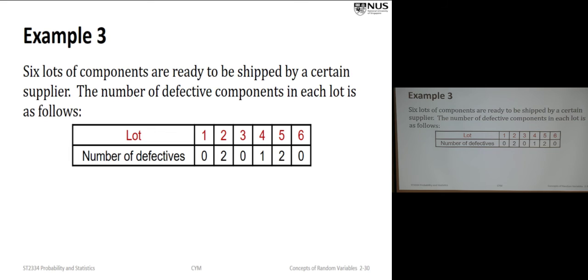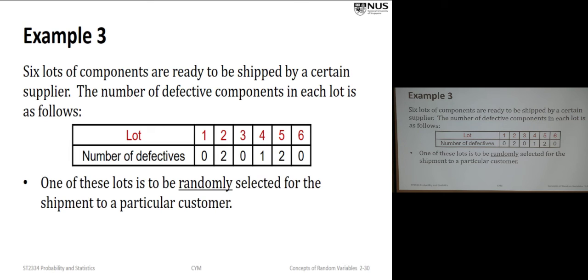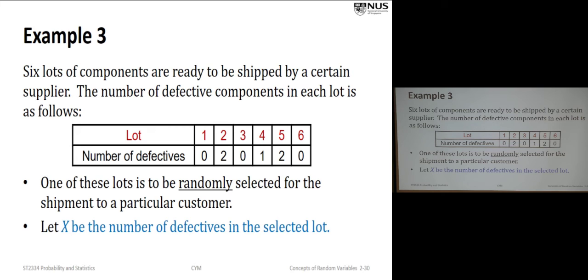Now, let's define: one of these lots is randomly selected for shipment to a particular customer, and let X be the number of defectives in the selected lot. All right? So, is X a random variable? Is X a variable first? Yes. It can take the value 0, 1, 2. Is it a random variable? Of course it's a random variable.